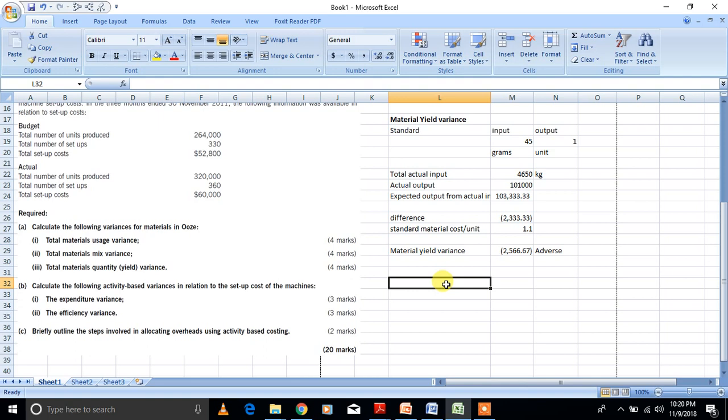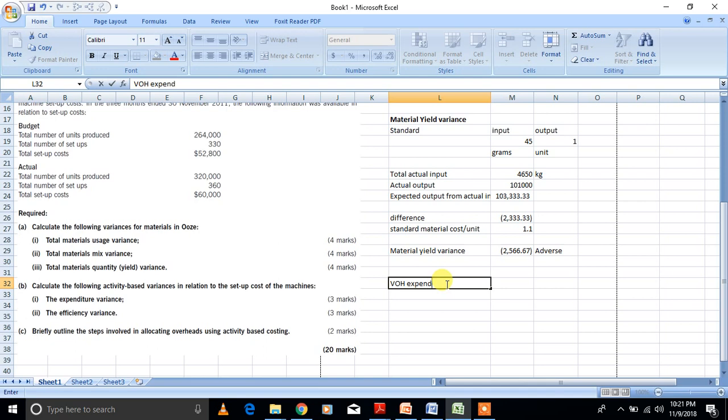In variable overhead, what do we say? Based on labor hours, the variable overhead changes. More labor hours are worked, you get more variable overhead cost. This machine setup cost is also something similar to that. You do more and more machine setup, you're going to get more machine setup cost. So like labor hours we have for variable overhead, here the driving factor, the measure that drives the overhead cost, is number of setups.